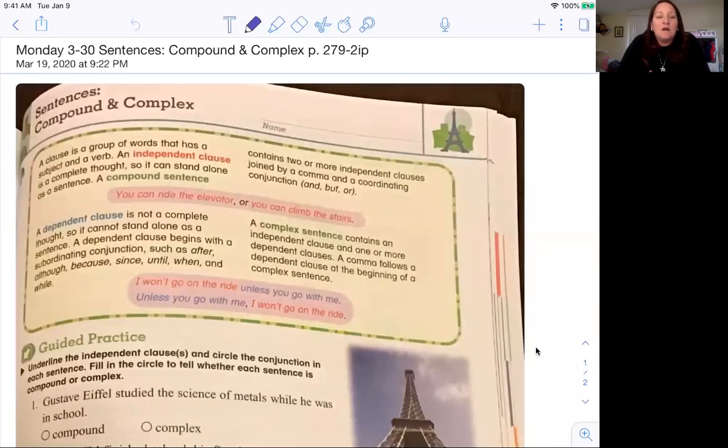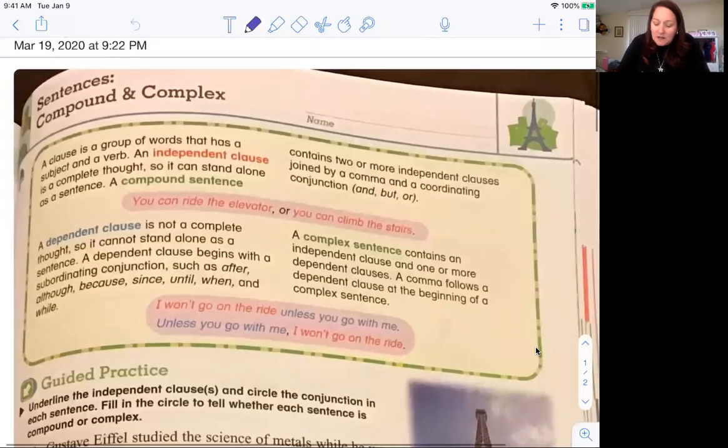Okay, so we are on sentences, compound and complex. Now the curriculum's done a really great job building you up to this because we have been able to know what a dependent clause and what an independent clause is. But let's go ahead and review. Look at the top of the yellow box. It says a clause is a group of words that has a subject and a verb. Last week they said a clause is a group of words that has a complete thought. Okay? An independent clause is a complete thought. So it can stand alone as a sentence. If you are independent, you can do it by yourself. You can stand alone.